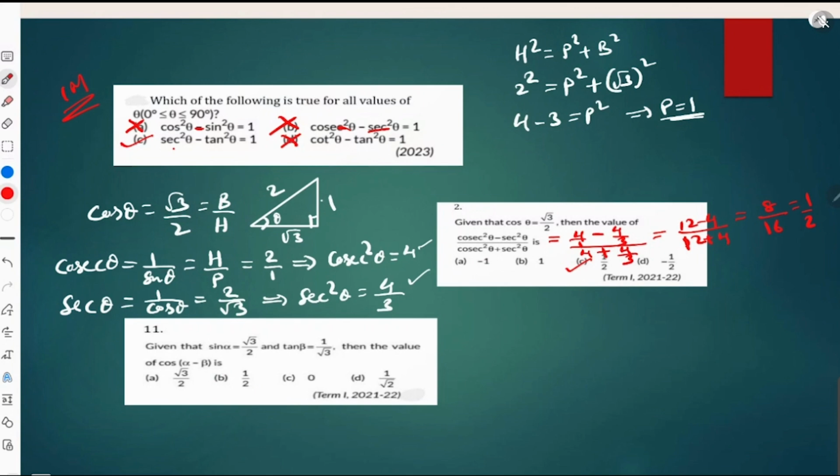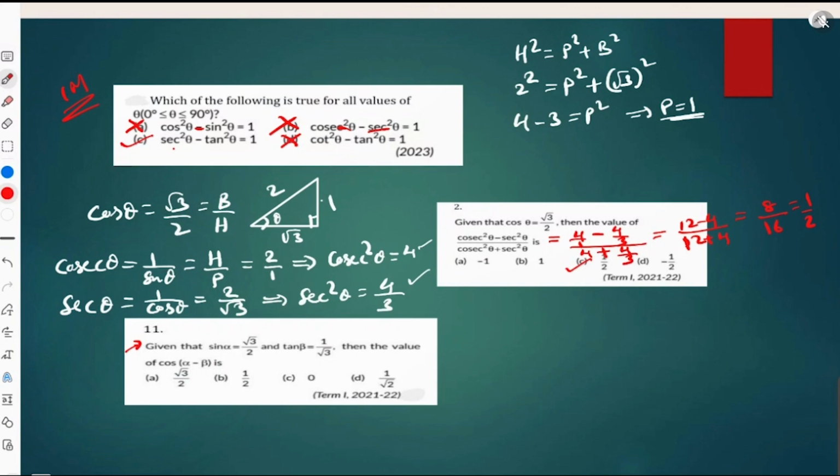Sin alpha is given root 3 by 2. Tan beta is given 1 by root 3. Then the value of cos of alpha minus beta. So before we attempt this one, there is one more thing that we need to learn in the trigonometric chapter.